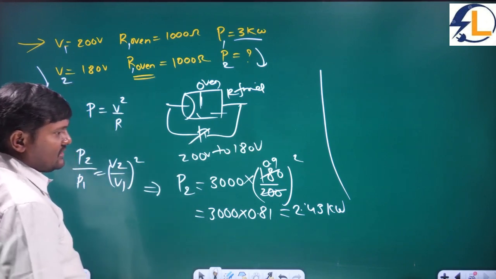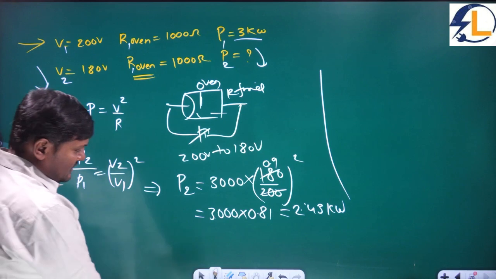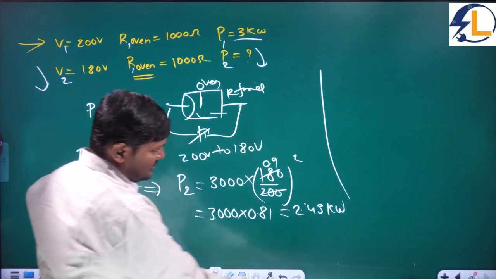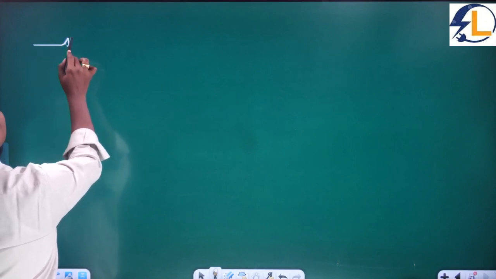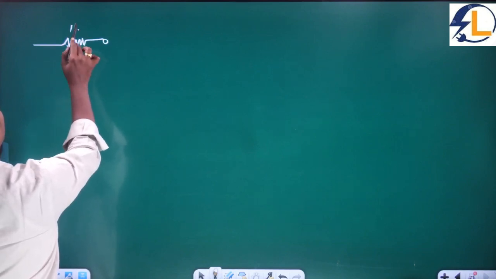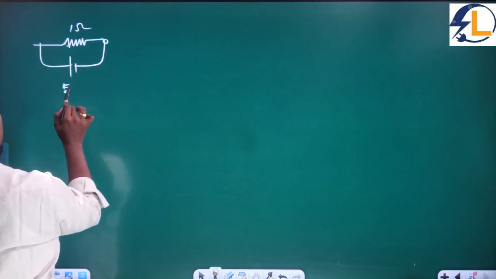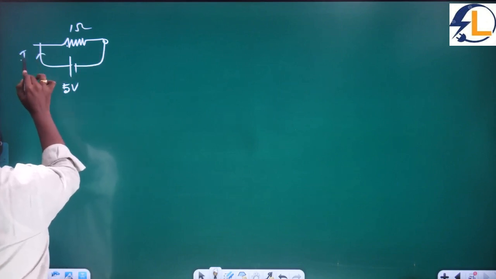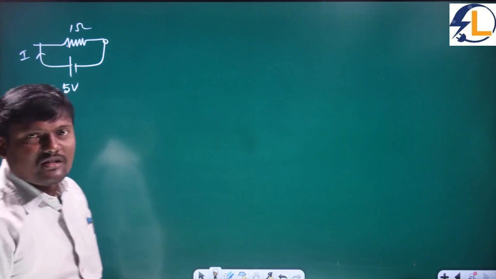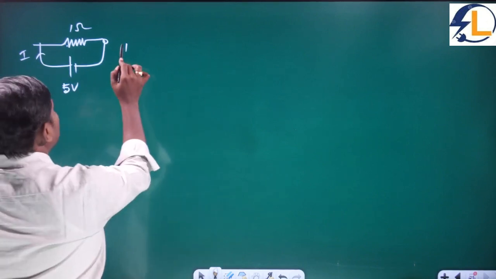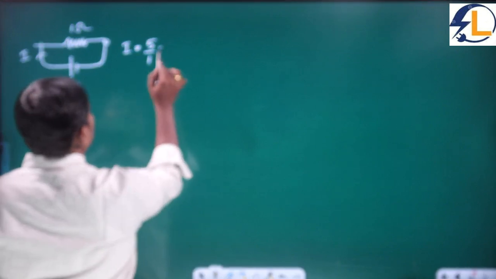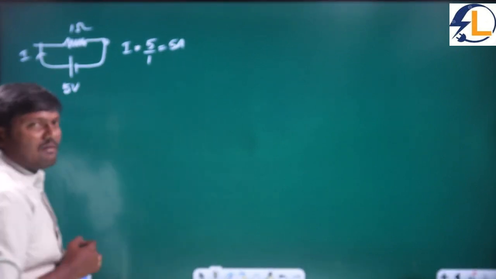So this is very important. And coming to Ohm's law, if you take Ohm's law here, the resistance is 1 ohm and the voltage is 5 volts. Now what is the current which is flowing through the 1 ohm resistance? Very simple. I is equal to V by R, 5 by 1, that should be equal to 5 amperes.